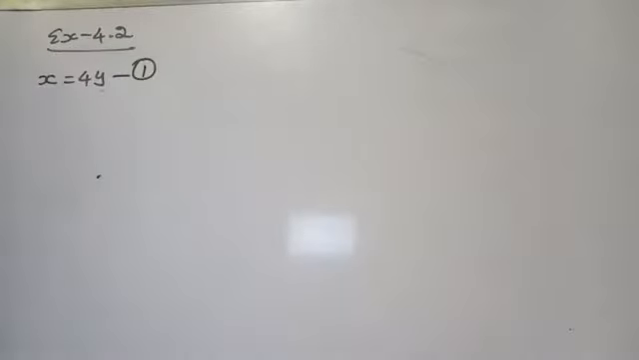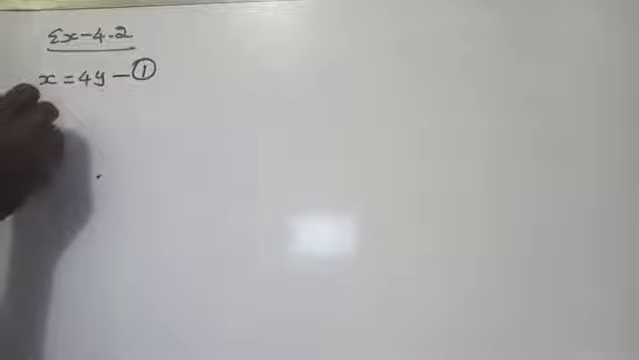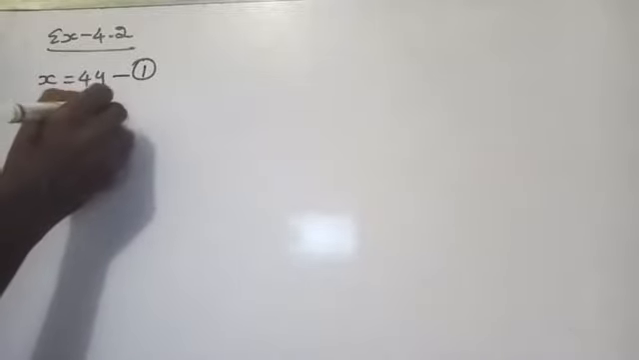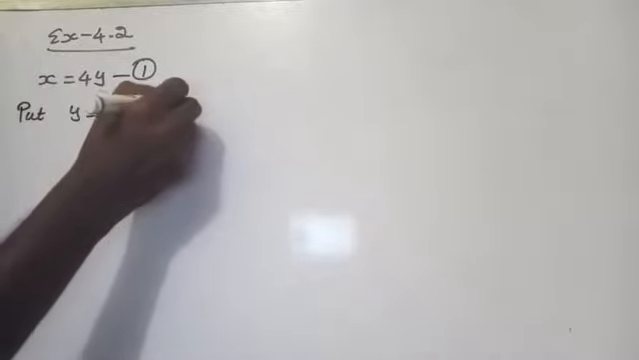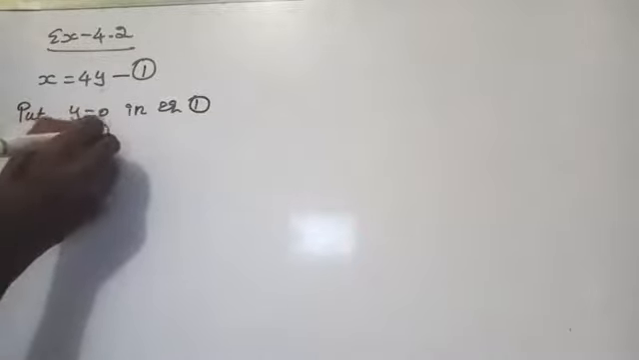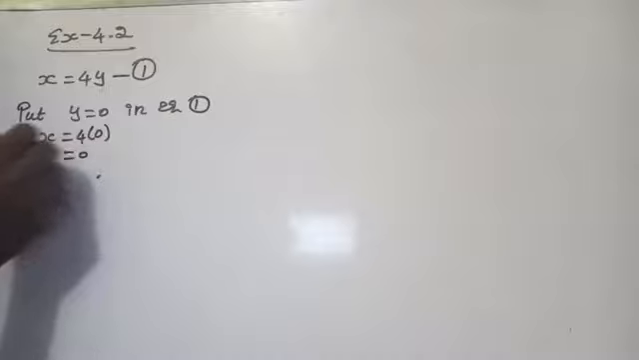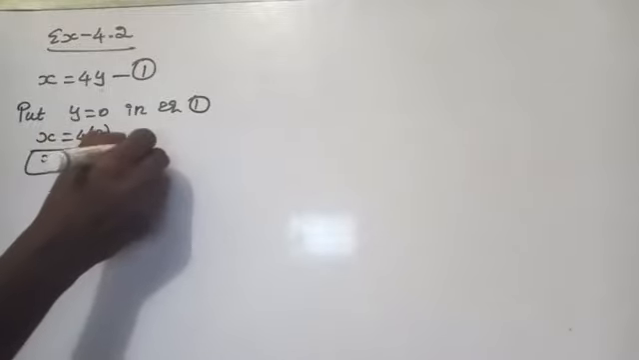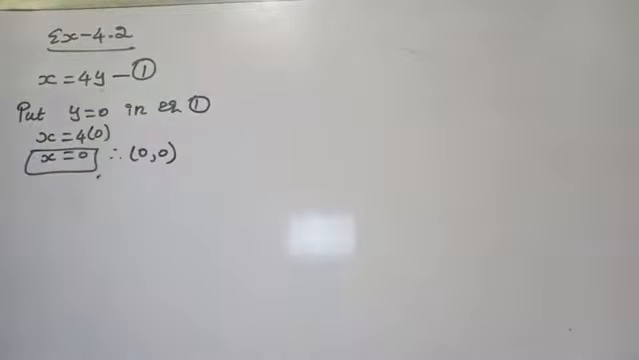What you can do now? Put y equal to 0. We will substitute. Put y equal to 0 in equation 1. Then it will be x is equal to 4 into 0. 4 into 0 is what? 0. So x is equal to what? 0. Therefore 0 comma 0 is the solution for the given equation.